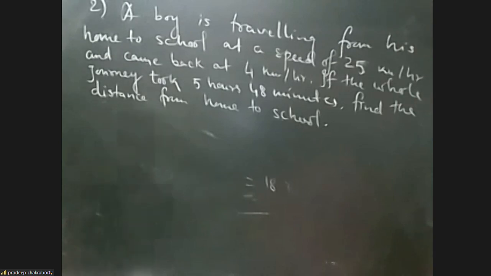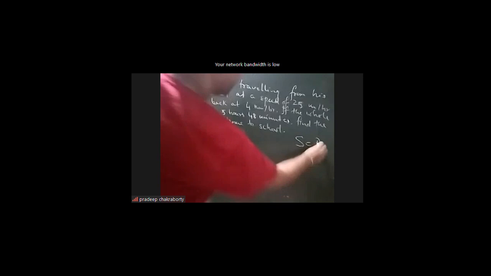Okay, so has anyone done it? See, the formula says speed equals distance by time, but here the speed should be the average speed because two different speeds are given. First we find the average speed, and then we can use that formula, speed equals distance upon time. We want to find distance, so distance will be speed into time, but here the average speed will be used.